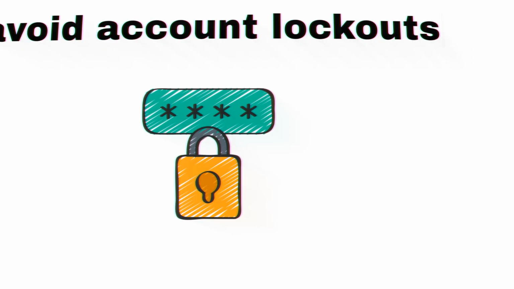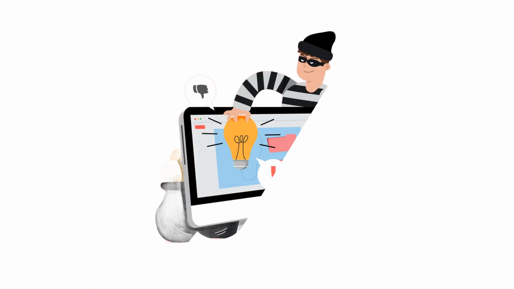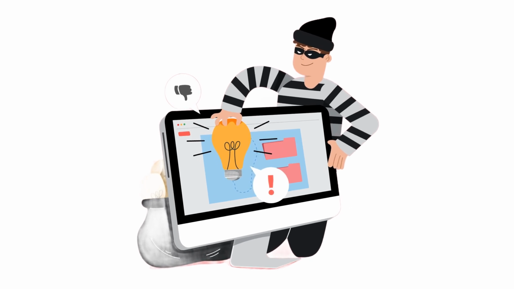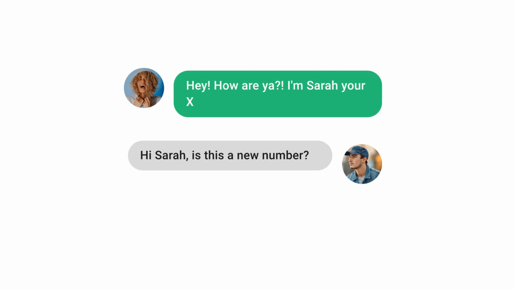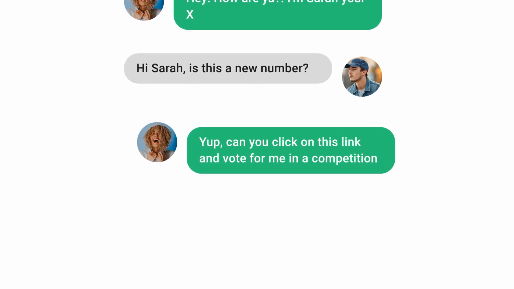The last but not least is number 9, social engineering. Social engineering attacks involve manipulating people into revealing their passwords or other sensitive information. This can include impersonation, pretexting, or exploiting personal relationships to gain trust and access.